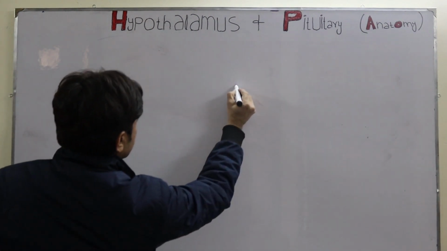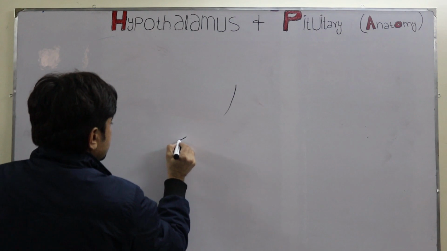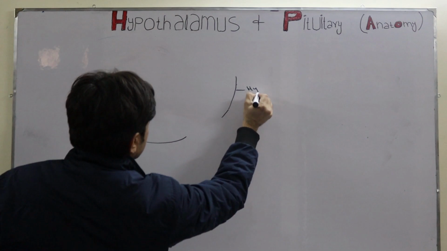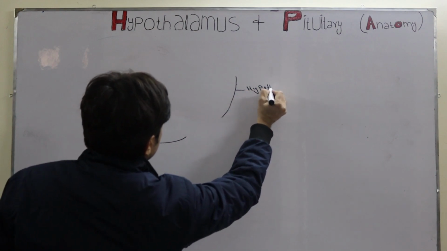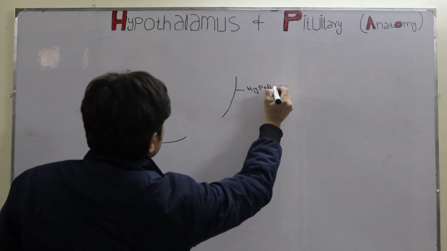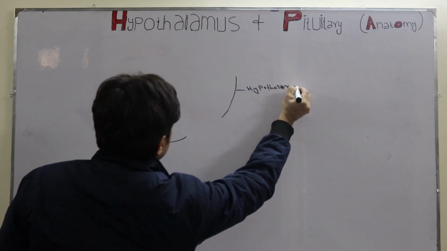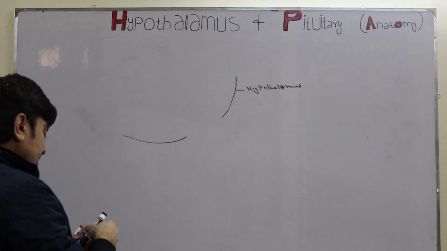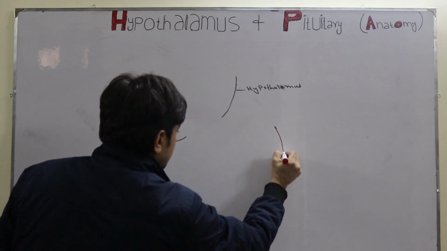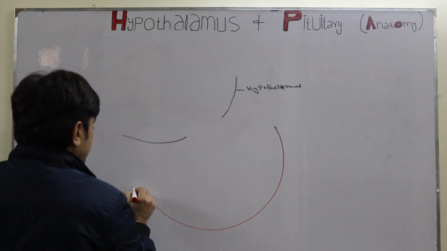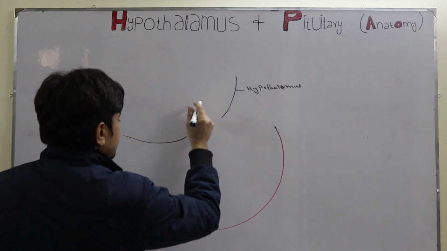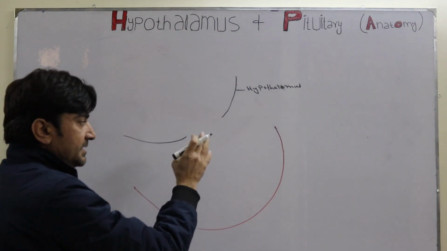So let's suppose this is the median eminence of the hypothalamus. So this is the hypothalamus region, hypothalamus, and here is the sella turcica. As I told you, first I will draw the posterior pituitary, then I will draw the anterior pituitary.